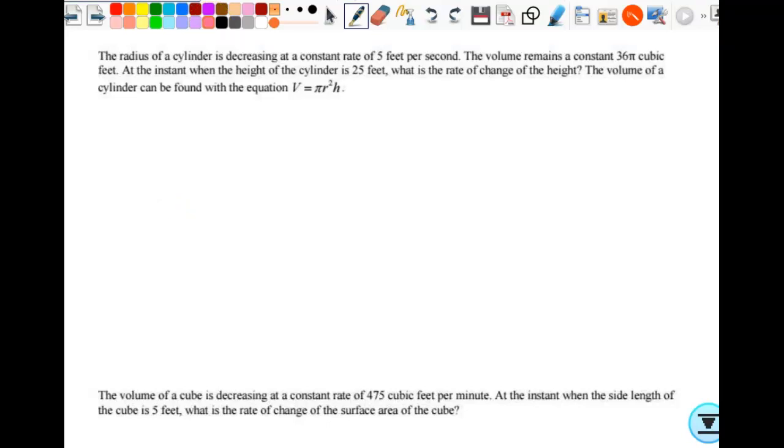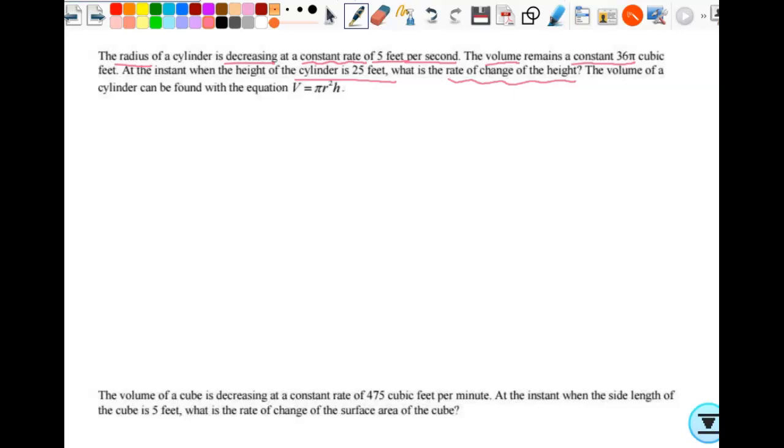Okay, so as we read this, it says the radius of a cylinder is decreasing at a constant rate of 5 feet per second. Volume remains constant at 36 pi cubic feet. At the instant when the height is 25 feet, what is the rate of change of the height? Okay, and they gave you the volume of a cylinder.